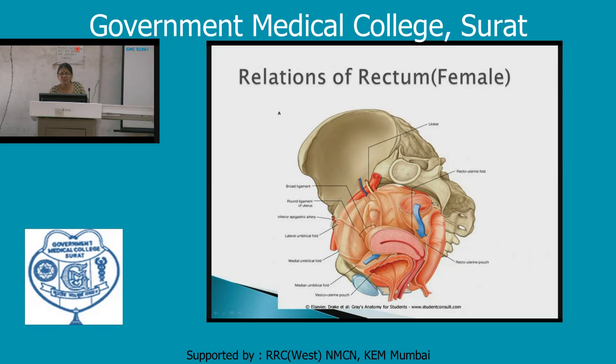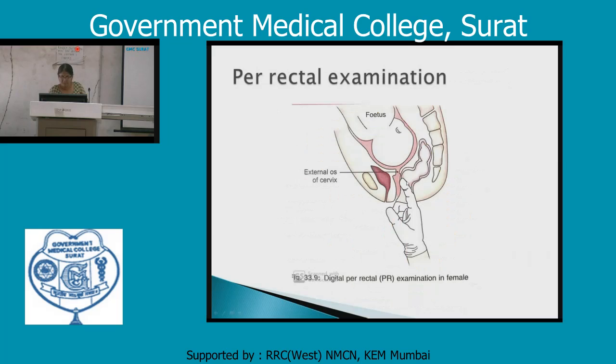The lower part of the vagina. So in the female also, by per rectal examination, the lower part of the vagina can be palpated, even the position of the fetal head and the sacrum, and on either side the ischial spine and ischium bone can be palpated. So this is an important, simple examination which can give a lot of information to the surgeon.